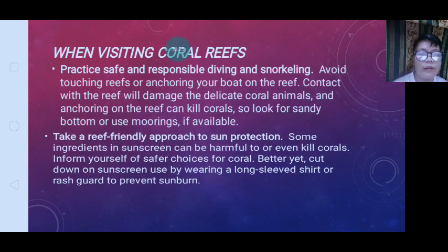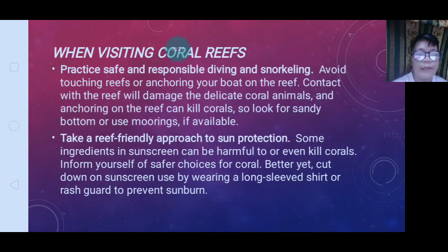Take a reef-friendly approach to sun protection. Some ingredients in sunscreen can be harmful to or even kill corals. Inform yourself of safer choices for coral. Better yet, cut down on the sunscreen used by wearing a long sleeve shirt or rash guard to prevent sunburn.